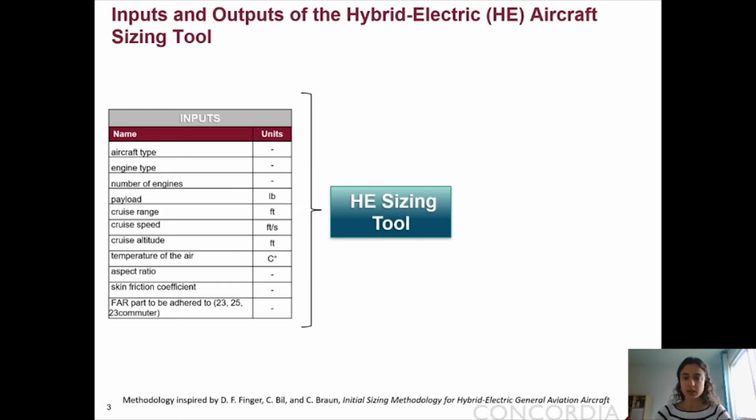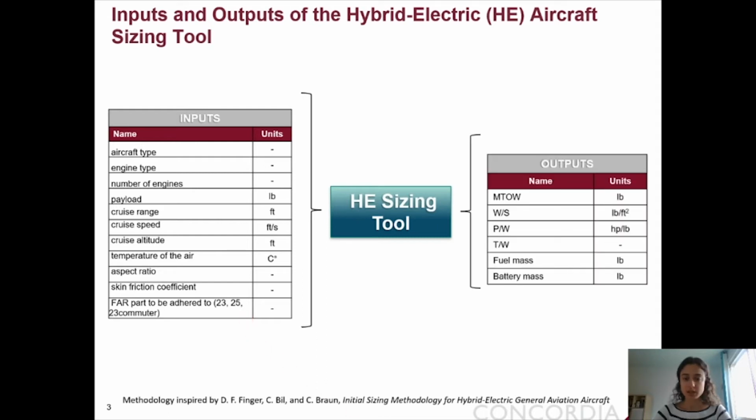On the left-hand side, we can see the major inputs required by the tool. There are, among others, the aircraft type, the engine type, the number of engines, the payload, the cruise range, the cruise speed, the cruise altitude, the temperature of the air, the aspect ratio, the skin friction coefficient, and the FAR part to be adhered to, 23, 25, or 23 commuter.